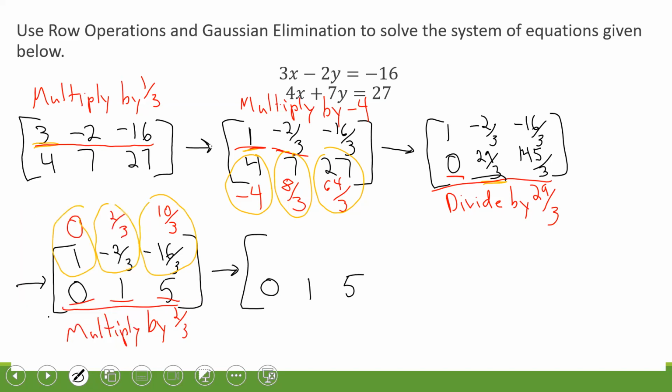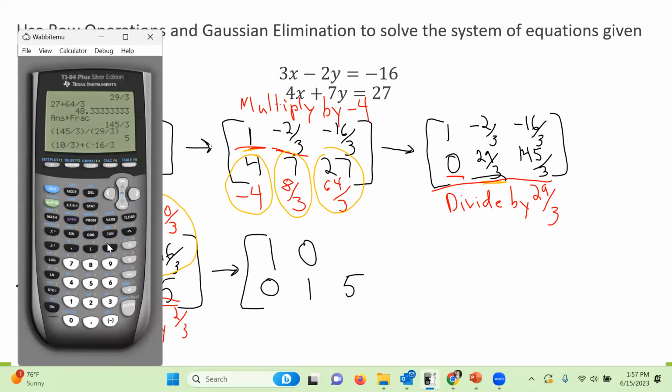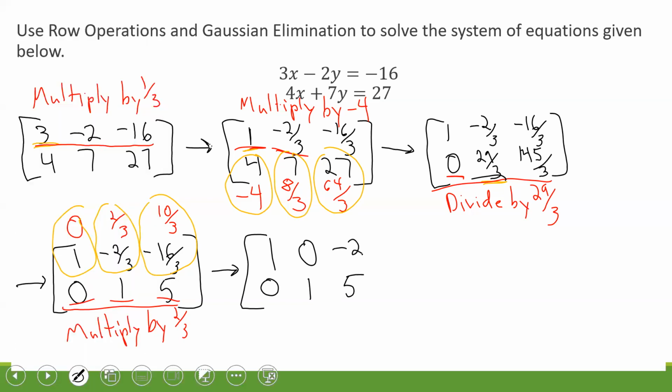So we'll do the 0 plus the 1, that'll be 1. 2/3 plus the negative 2/3, that will equal 0. Again, that's why we chose that. Then if we do the 10/3 plus the negative 16/3, you might be able to do that one in your head. We can also do it in the calculator. So we do 10/3 plus the negative 16/3. Turns out that that also ends up being a nice round number. So we get negative 2 there. So this last entry in the first row will be negative 2.